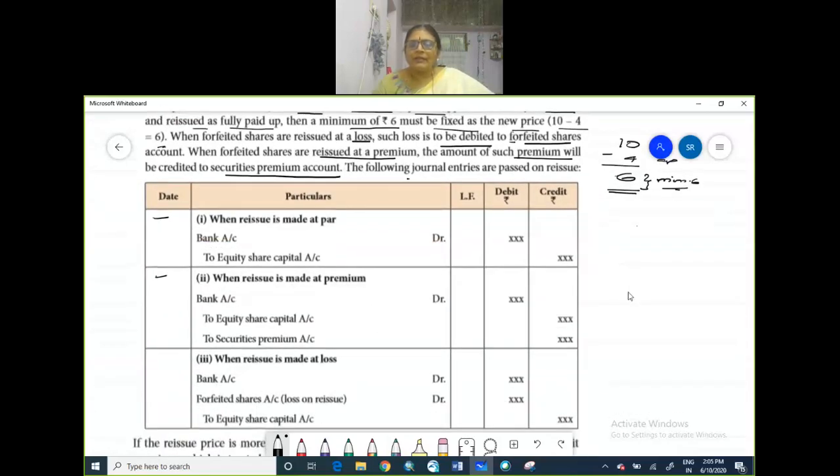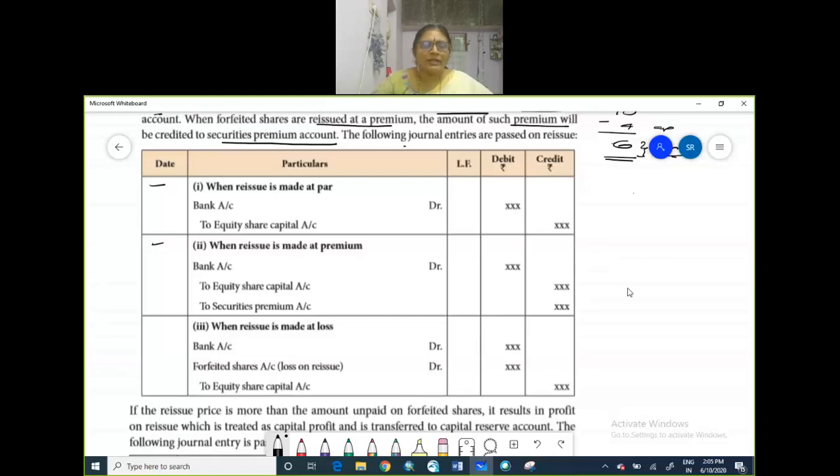Now, when reissue is made at par, what is the journal entry? Bank account debit to equity share capital. When the reissue is made at a premium, it is bank account debit to equity share capital, to share premium. When the reissue is made at a loss, bank account debit, forfeited shares account debit, to equity share capital. So the loss on reissue is debited. When it is a profit, you credit your forfeiture account.